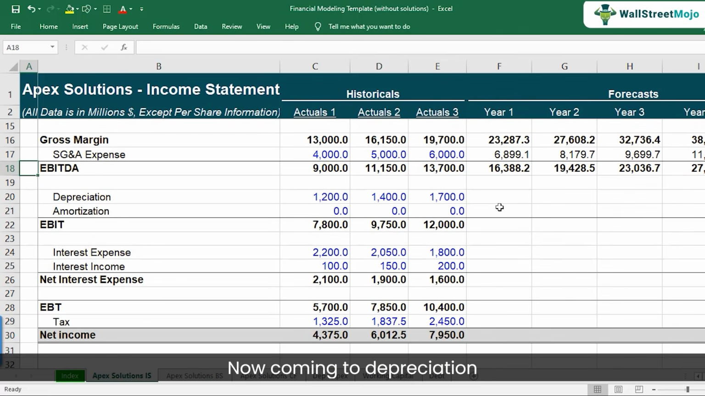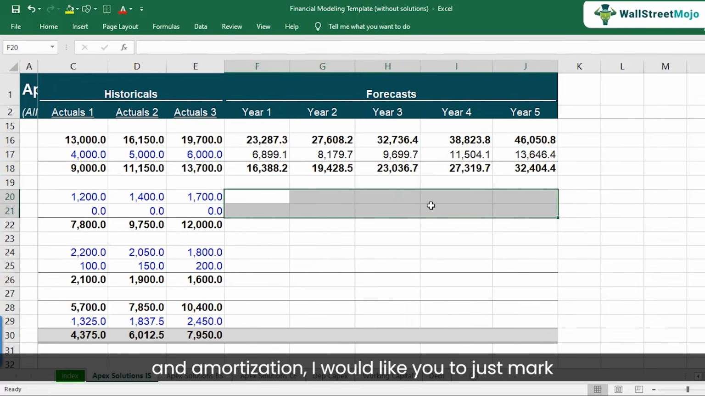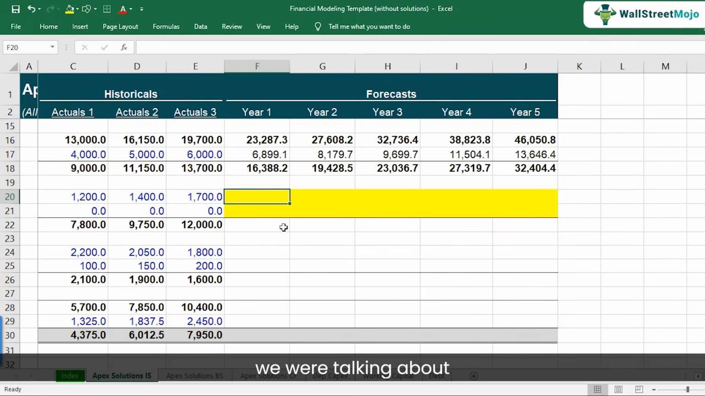Now, coming to depreciation and amortization, I would like you to just mark this as yellow. You remember, as we were talking about the steps in financial modeling not being linear. So here I'm marking this as yellow. This means this will be done later. So we will look at the depreciation and capex schedule, and then we'll calculate depreciation and put it here. But for now, we will just skip this step.